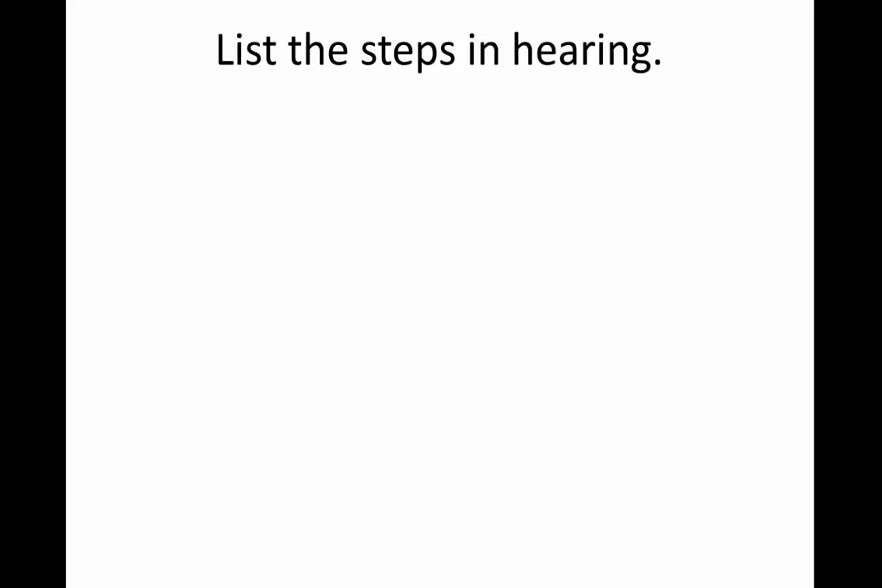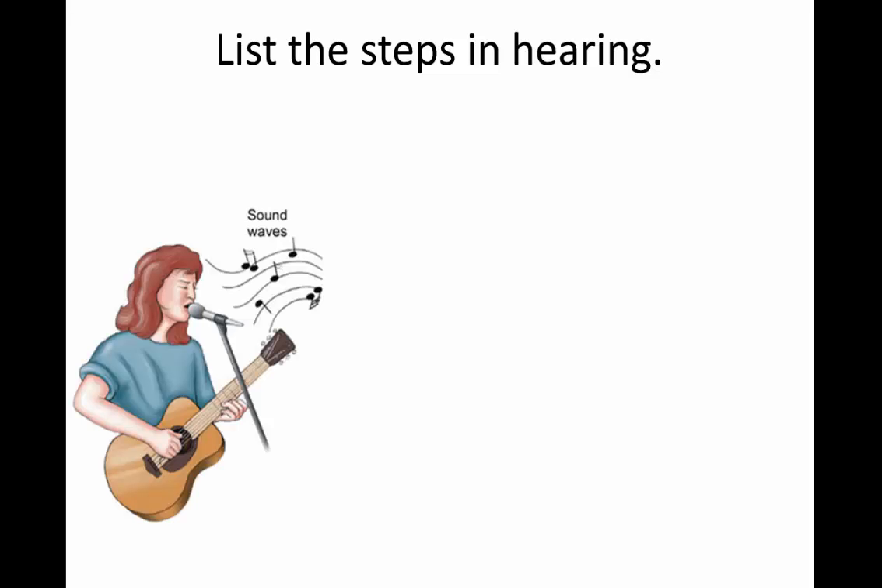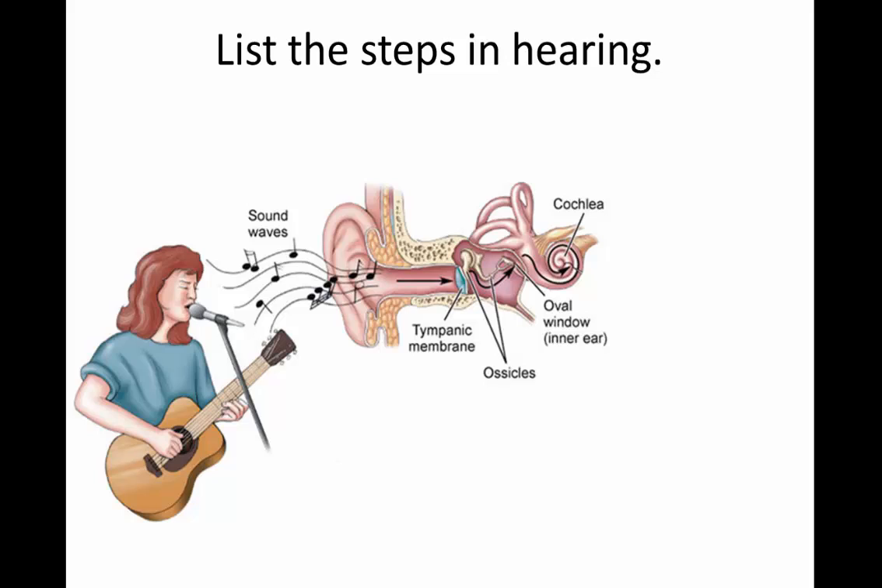So to continue and actually list the steps in hearing, let's start with some sort of sound. This person here is playing guitar and singing, so they're producing sound waves. Those sound waves will transmit through the air, as we just saw in the previous slide, and they will make their way to the pinna, to the auricle, your outer ear, and then that pinna works as sort of a funnel to actually collect those sound waves and transmit them through the external auditory canal down towards the tympanic membrane.